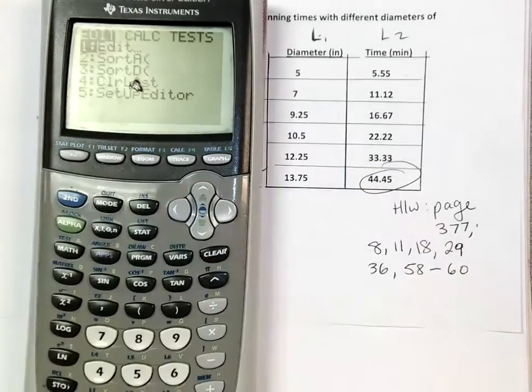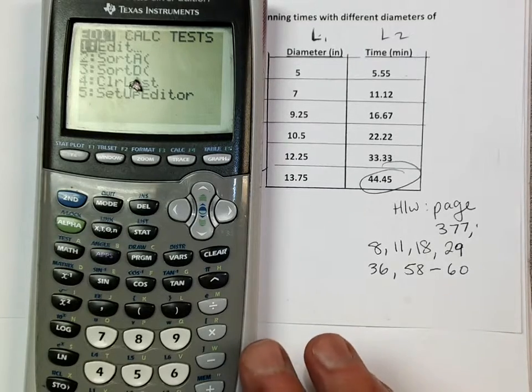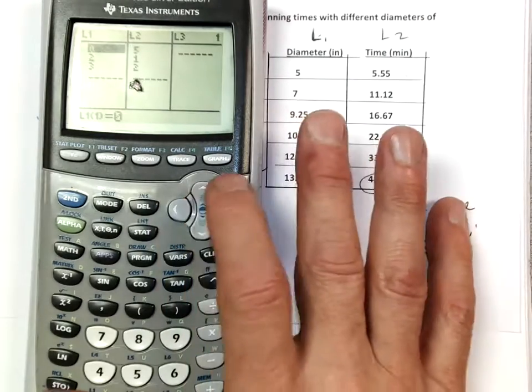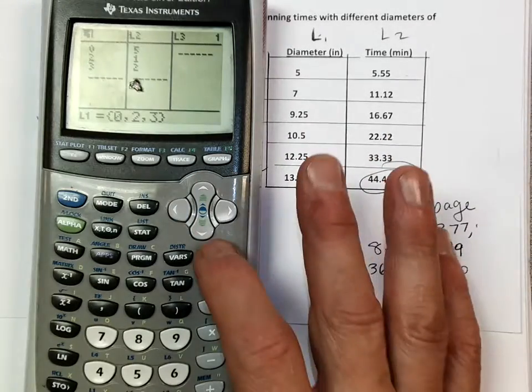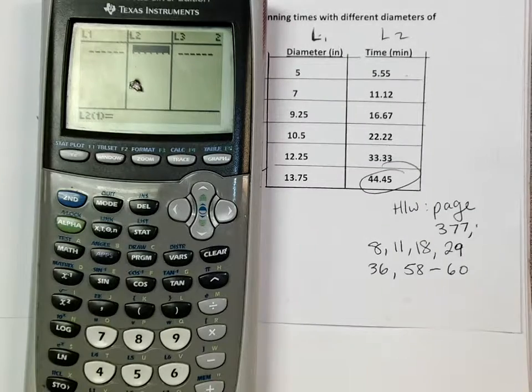Go to stat, right? Edit, because to edit means change, right? So we go to edit. I'm going to clear list 1, right? Clear, down arrow, up, clear, down arrow. So my list 1 and my list 2 are cleared, right? You guys remember how to do that, right? Clear list 1, clear list 2, okay?